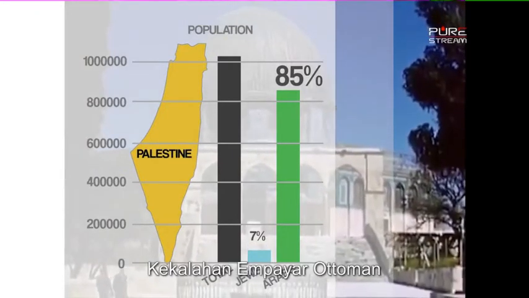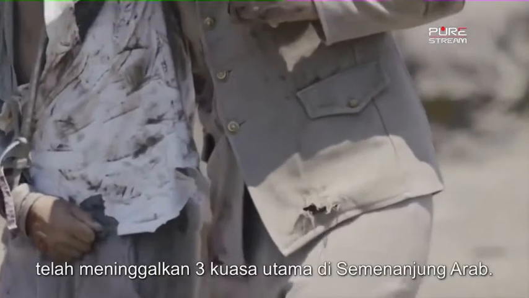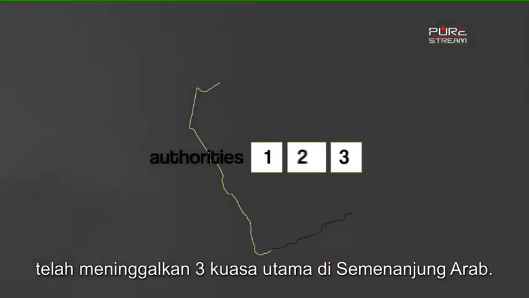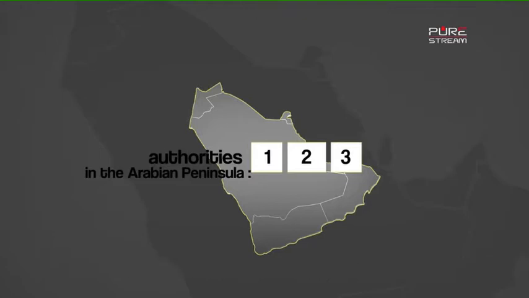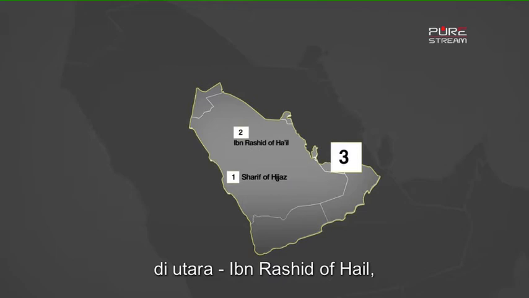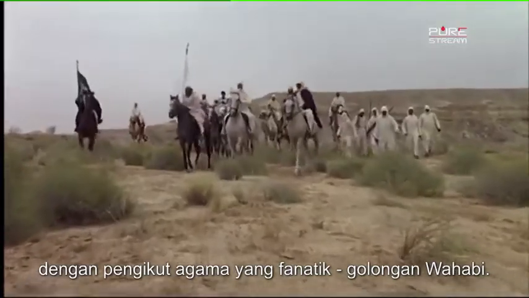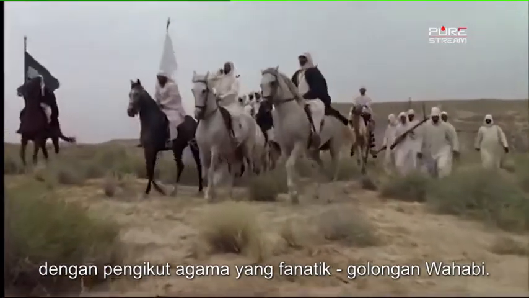The defeat of the Ottoman Empire by British imperialism in World War I left three distinct authorities in the Arabian Peninsula. In the west, the Sharif of Hijaz, in the north, Ibn Rashid of Hayl, and in the east, Amir bin Saud of Najd with his religiously fanatical followers, the Wahhabis.